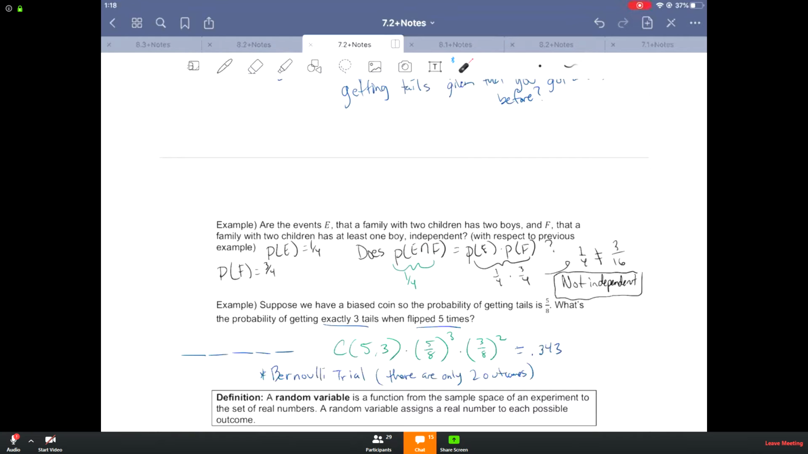All right, so 2 questions. The 5 choose 3: you want exactly 3 tails, Andre, so you have to pick where those 3 are going to be. And Misal, the 3/8 is the probability of getting heads. It's 5/8 to get tails, so 3/8 has to be to get heads, because they have to add up to 1. Any other questions on that one? There's a formula in your book, but like I said, it's the same exact thinking.